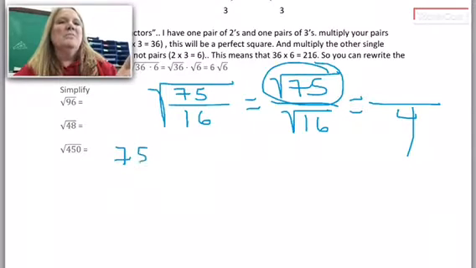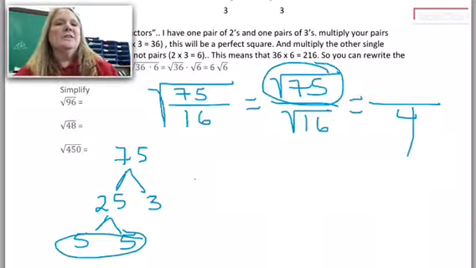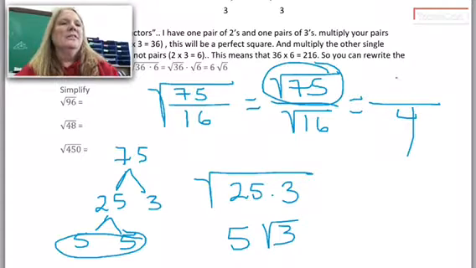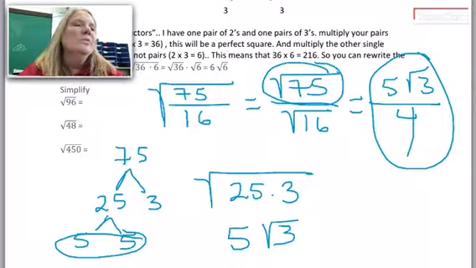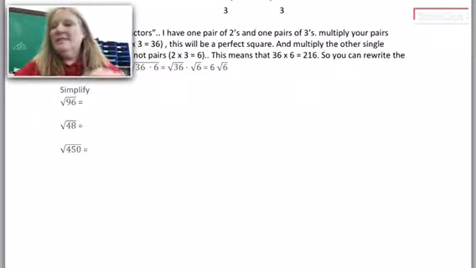So now we just need to worry about this 75 on top. And so then we just go back and we get 25 times 3, 5 times 5. So here are my pairs. So I can rewrite that as 25 times 3. The square root of 25 is 5. And so you just treat the numerator and denominator separately. And we'll look at some more rules later, but that should suffice for now. And then the last one is one like this.